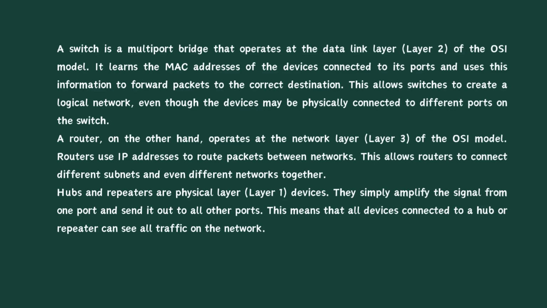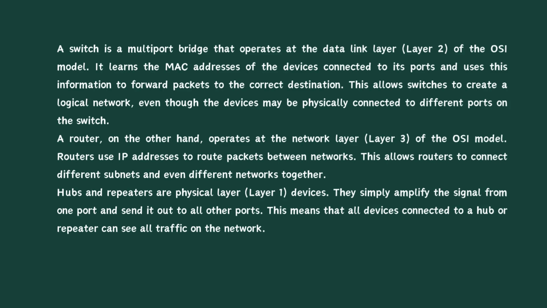It learns the MAC addresses of the devices connected to its ports and uses this information to forward packets to the correct destination. This allows switches to create a logical network, even though the devices may be physically connected to different ports on the switch. A router, on the other hand, operates at the network layer, Layer 3, of the OSI model.